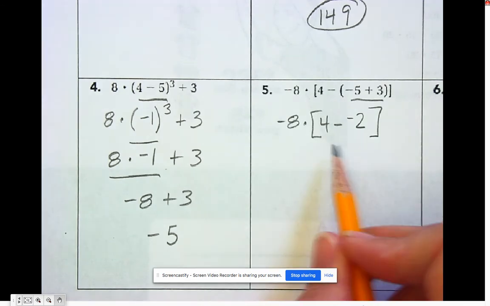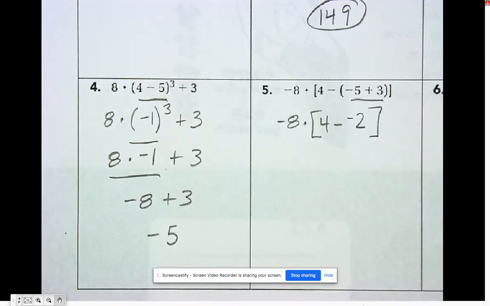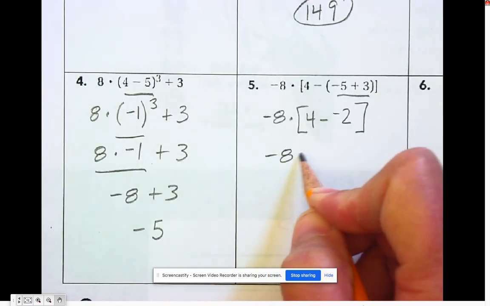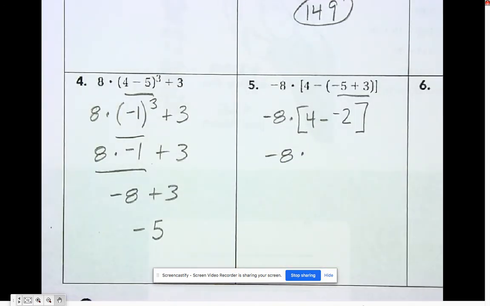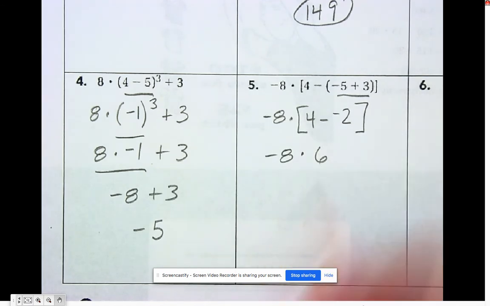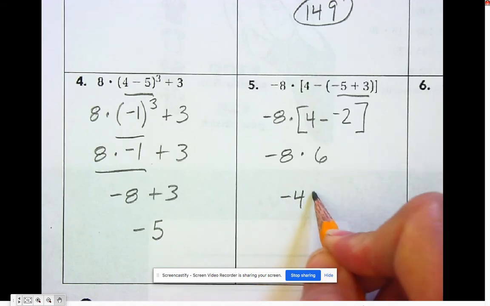Okay, I'm going to finish out what's in here. Remember, the brackets are just fancy parentheses. So I've got negative 8 times 4 minus negative 2. That should be positive 6. Negative 8 times 6 is negative 48.